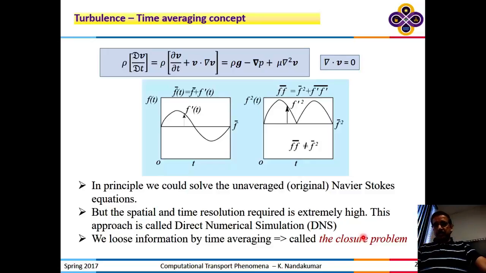But it is still not solved. There are a lot of very good engineering models for closing that relationship: the K epsilon model, K omega model, LES, etc. They are all attempts to provide that bridge between the mean field and the fluctuating quantities.